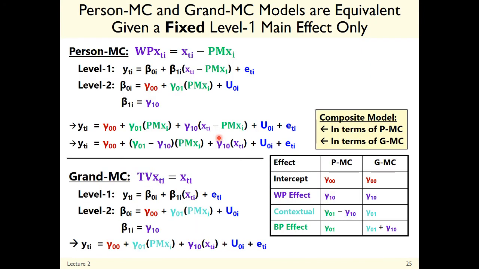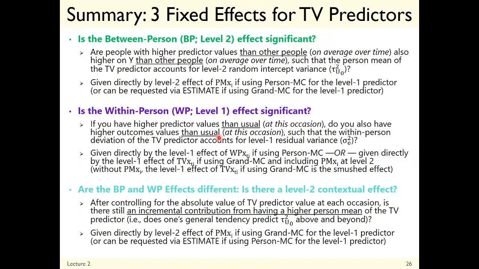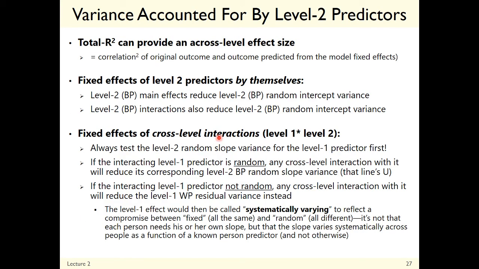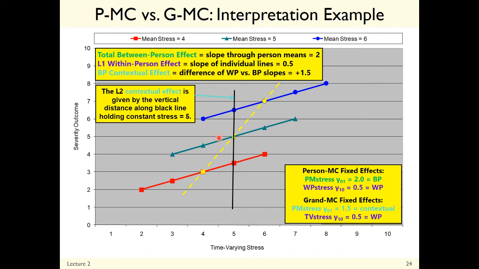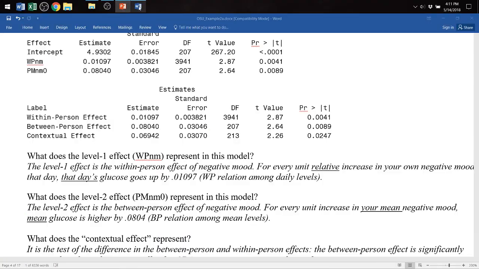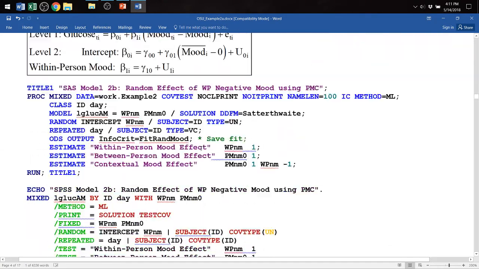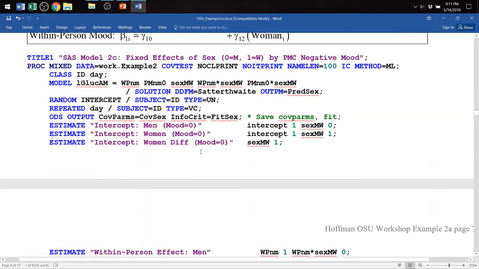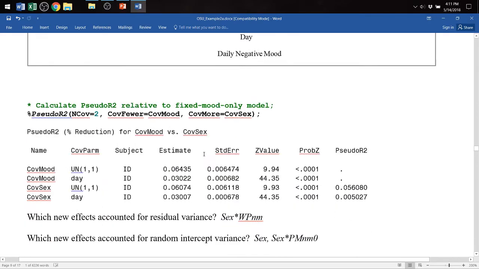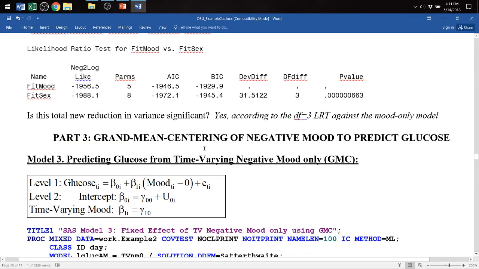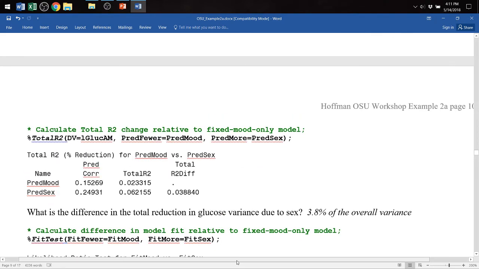Math. For those of you who don't believe me, math. Same thing with interactions. You can't smush those either. All right. So that's the contextual effect. Let me go back to our example real quick to show you what happens. So let's start with the grand mean centered version. Part 3, picking up on page 10.